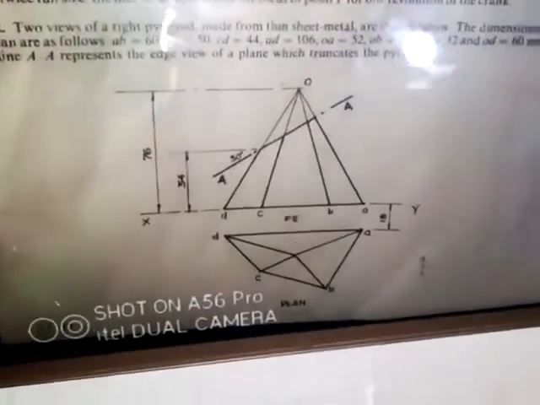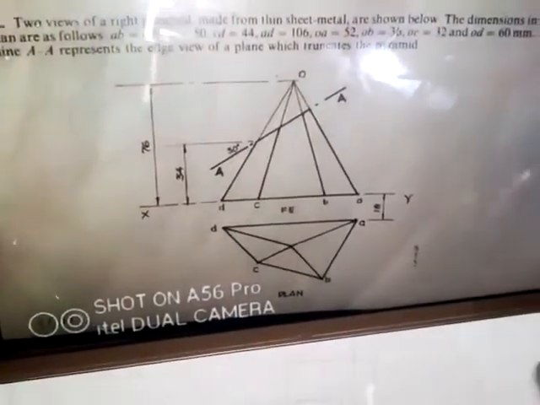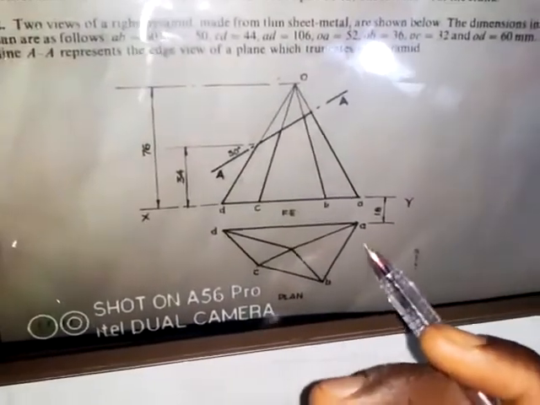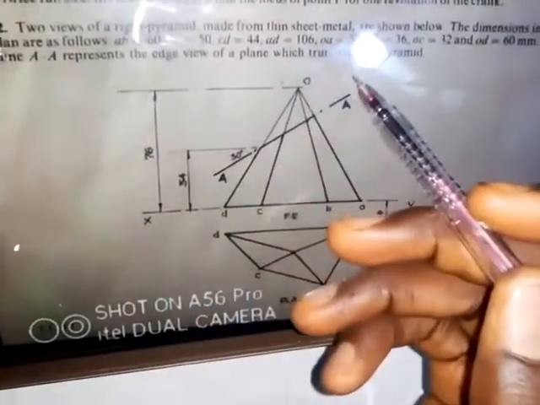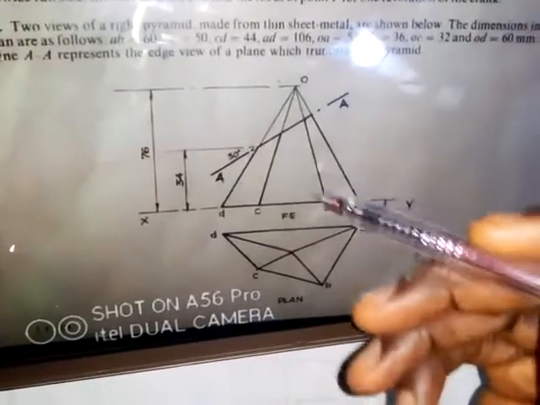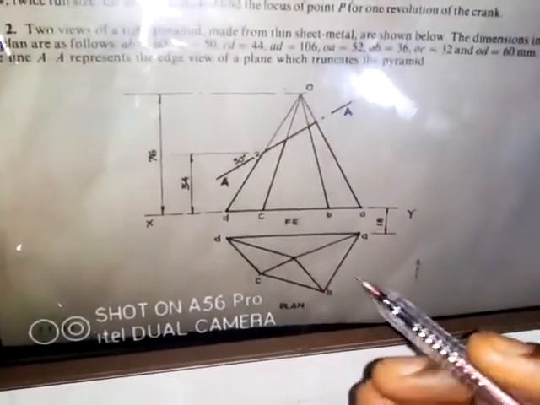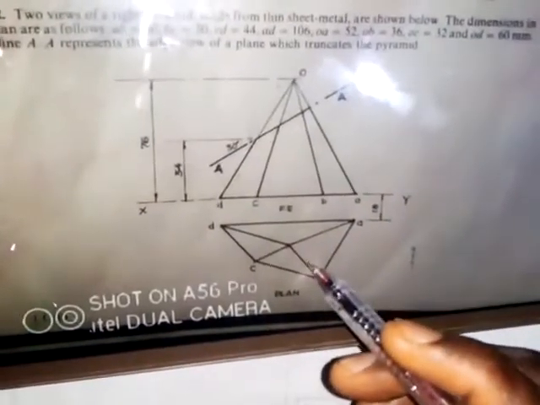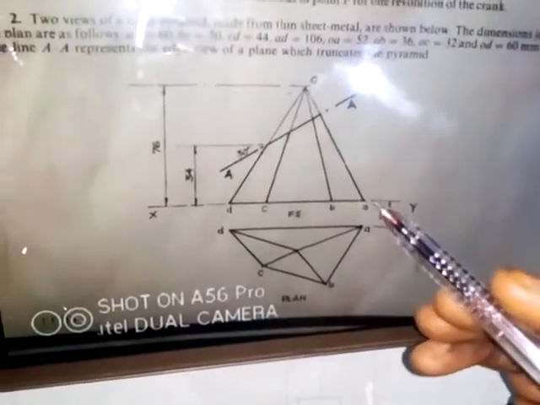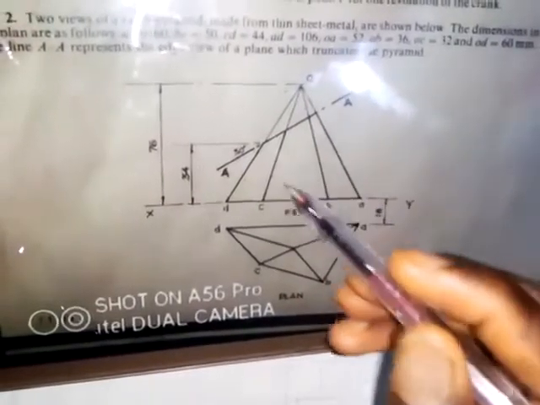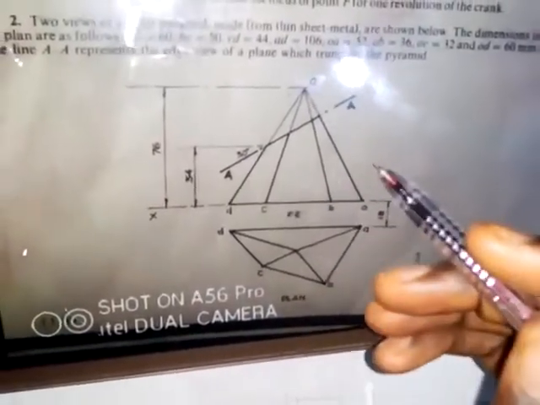Okay, so we are going to draw the plan making use of the dimensions given. Then from there we'll be able to bring out the front elevation. And what we are asked to do with this diagram is that we should draw the complete plan, and we should draw the surface development of the frustum of the pyramid. So let's look at what we need to do.